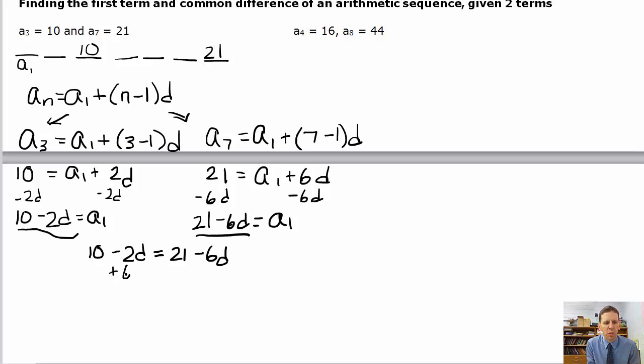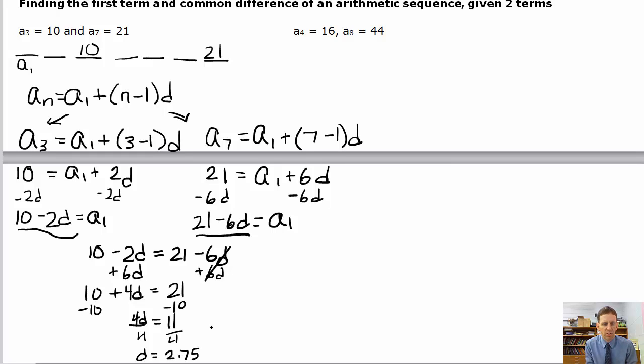Now we're going to solve this algebra equation. There are a number of different steps you can do. I'm going to add 6d to both sides just to get rid of this negative 6d. So I have 10 plus 4d on the left side equals 21. I'm going to subtract 10 from each side to get d by itself eventually. This gives me 4d equals 11. And then the last thing I'm going to do is divide both sides by 4. Doing this is going to give me d equals 11 over 4, which is also equal to 2.75.